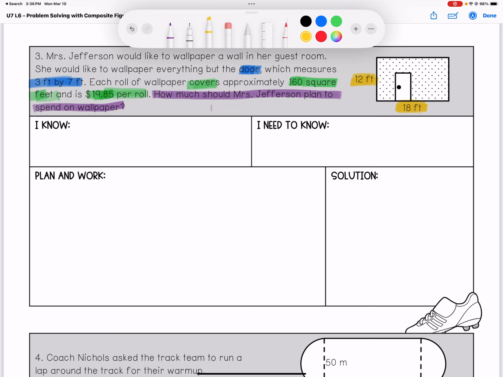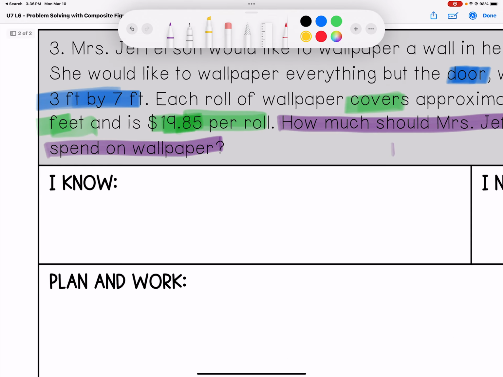All right, so here's what we know. I know that the wall, oops.